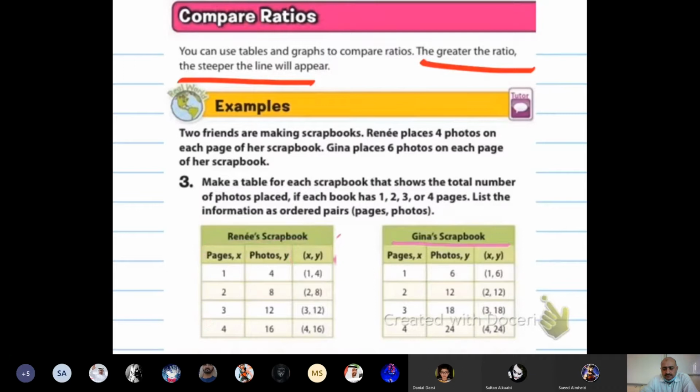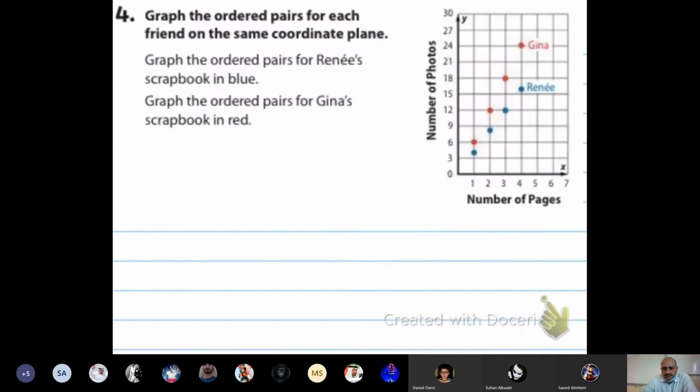And so these are our ordered pairs that we're going to use for Gina's scrapbook and for Renee's scrapbook. And so the next part says we're going to graph that. You can set up your graph, just 2 lines, don't get too crazy. You can skip count. Remember that our biggest number is going to be Gina having 24 photos. So honestly, as long as you can skip count, and the max number you need is 24.